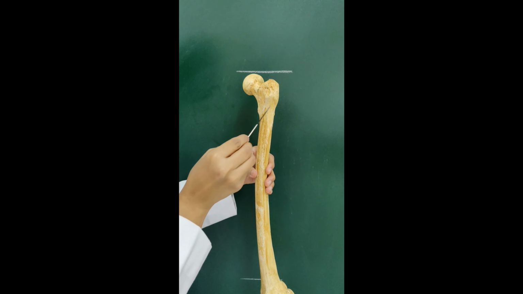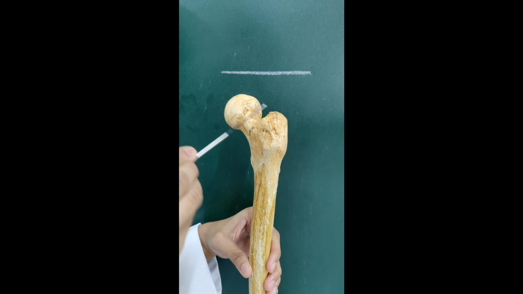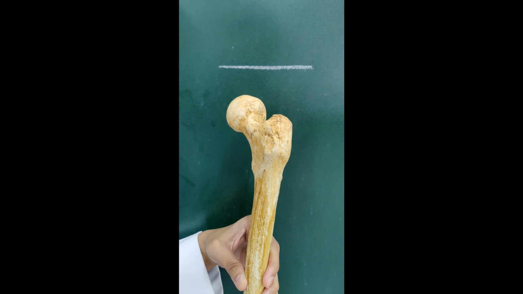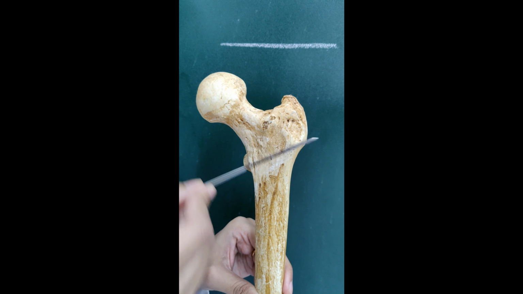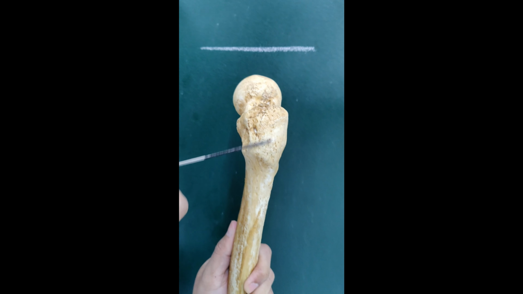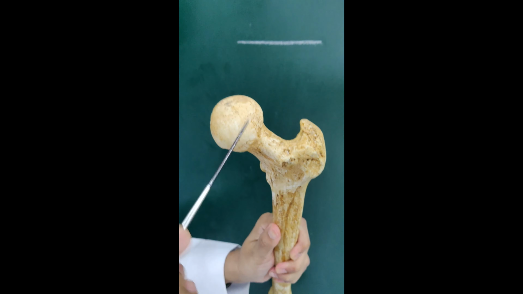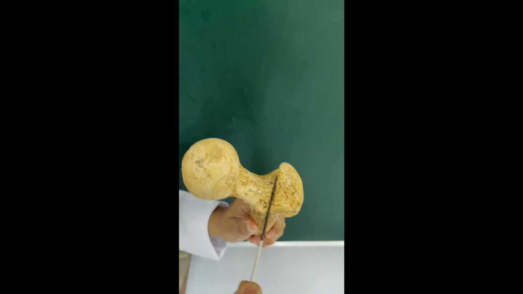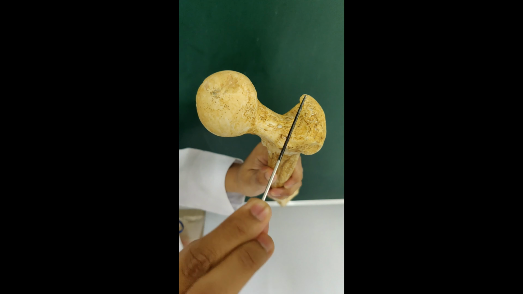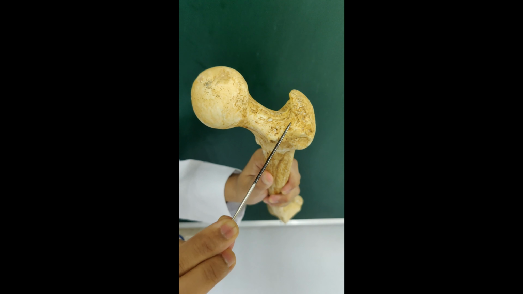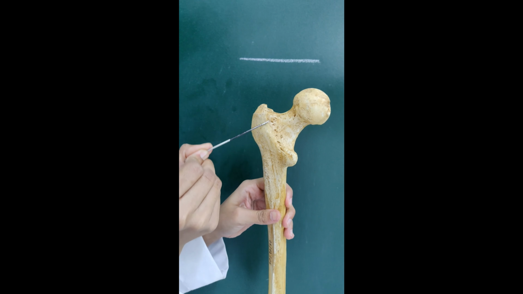Next we will see the greater trochanter, which is on the lateral side. It is a quadrilateral prominence. It has three surfaces. One is the anterior surface. Here we can see the lateral surface. Here is the medial surface. It has two borders: one is the superior border and the other is the posterior border.